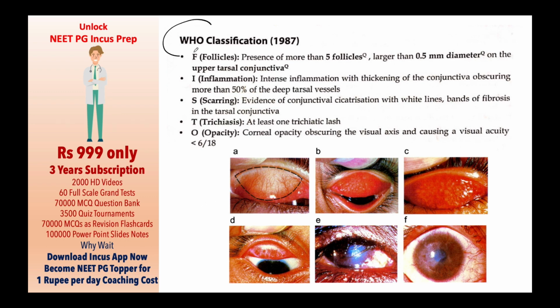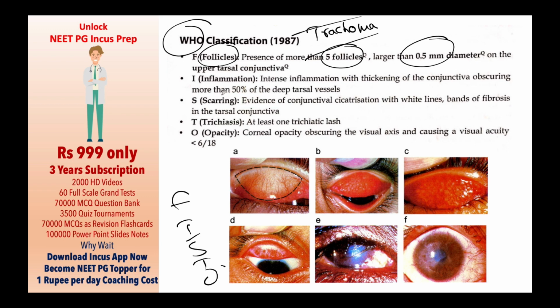Now, what is the WHO classification of trachoma? It is a favorite question of the examiner. You should remember FISTO. F is follicles. How many follicles? More than 5 follicles, larger than 0.5 mm diameter. Where? Upper tarsal conjunctiva. Then there is inflammation, intense inflammation with thickening of the conjunctiva, obscuring more than 50% of the deep tarsal vessels. Then scarring.